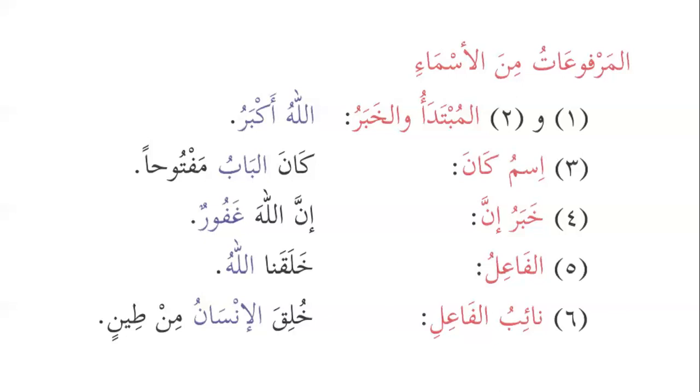And we know that مرفوع, when it is used in a nominal sentence, in الجملة الاسمية, is called the subject or predicate, مبتدأ and خبر. And when it is used with the verb, then it is called الفاعل.